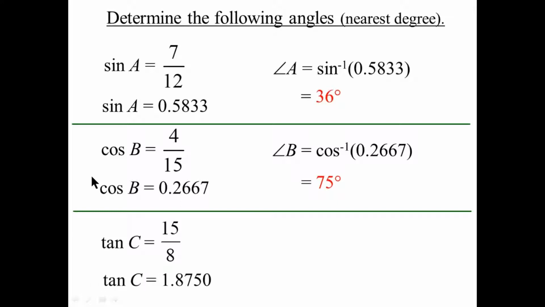Tangent C is a fraction. Turn that fraction into a decimal, and tan will move across that equal sign and become inverse tangent. So C is the inverse tangent of 1.8750, which we know from the calculator to be 62 degrees.